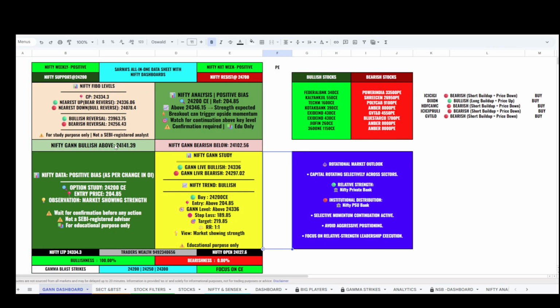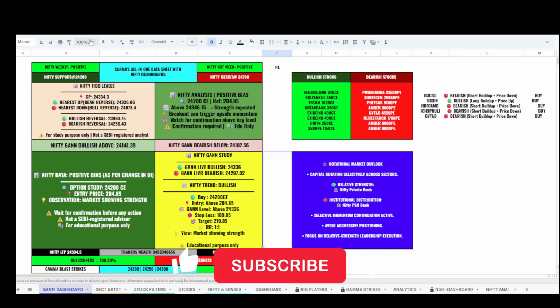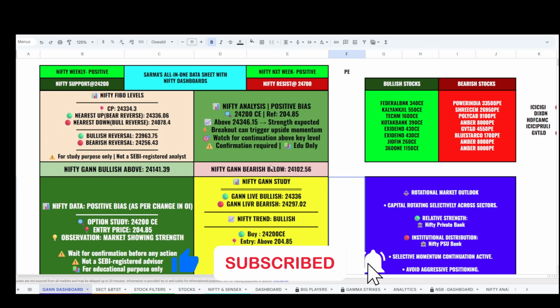For example, if you have this sheet and you know what is GAN bullish above and what is the GAN level, these two levels. For example, I'm just increasing the size. This is my all-in-one sheet. Okay, this has got too many things. I think all the data required for an intraday trader, for a BTST trader in stocks, Nifty, Bank Nifty, or options, whatever he wants to do. I feel that this is a must-have tool. One should have this kind of tool to trade intraday.